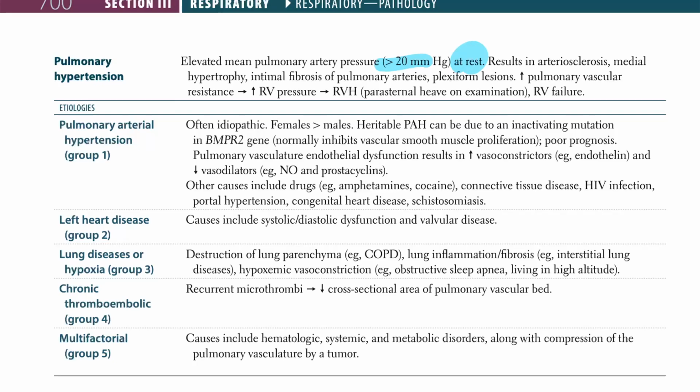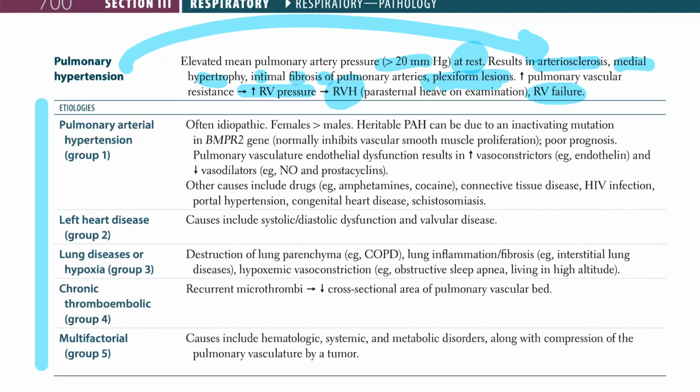Results in what does it do? This hypertension would result in atherosclerosis, medial hypertrophy, intimal fibrosis of the pulmonary arteries, and plexiform lesions. Increased pulmonary vascular resistance causes an increase in RV pressure that leads to an increase in right ventricular hypertrophy, which we will see as parasternal heave on examination, eventually causing right ventricular failure.